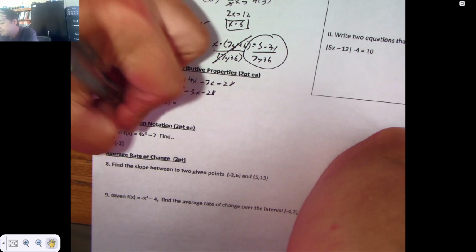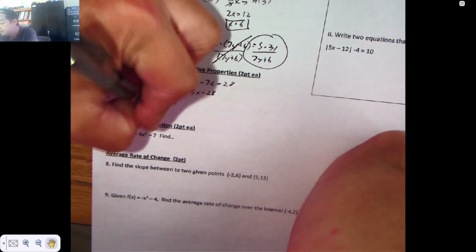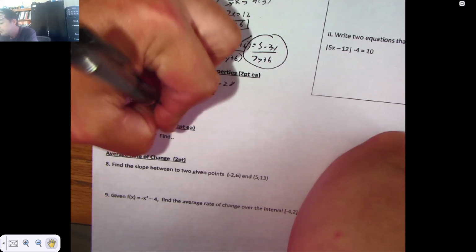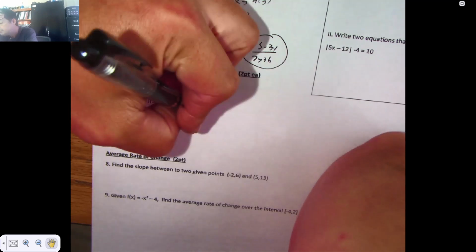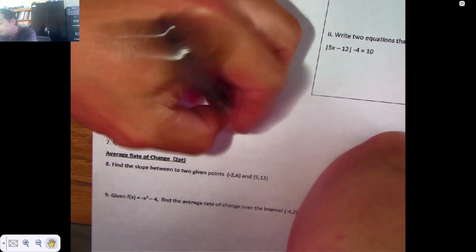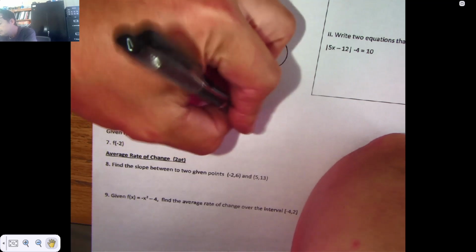2x times 5x is 10x to the second. 2x times 2 is plus 4x. Negative 5 times negative 5 is minus 25. Negative 5 times 2 is minus 10. 4 take away 25 is negative 21.